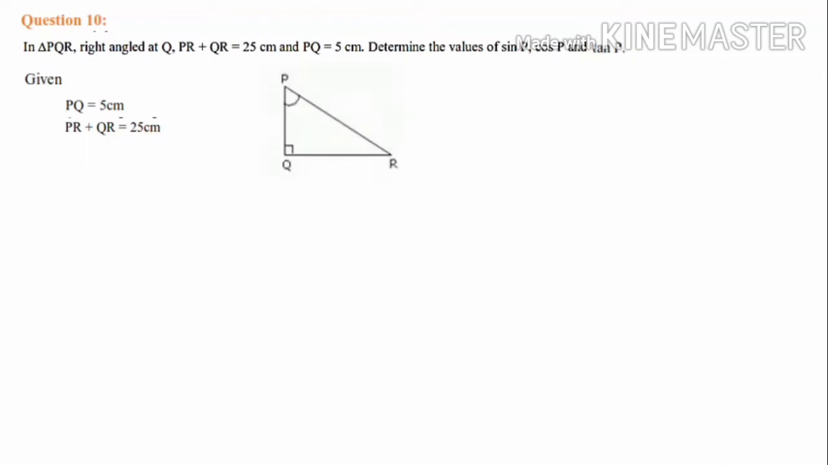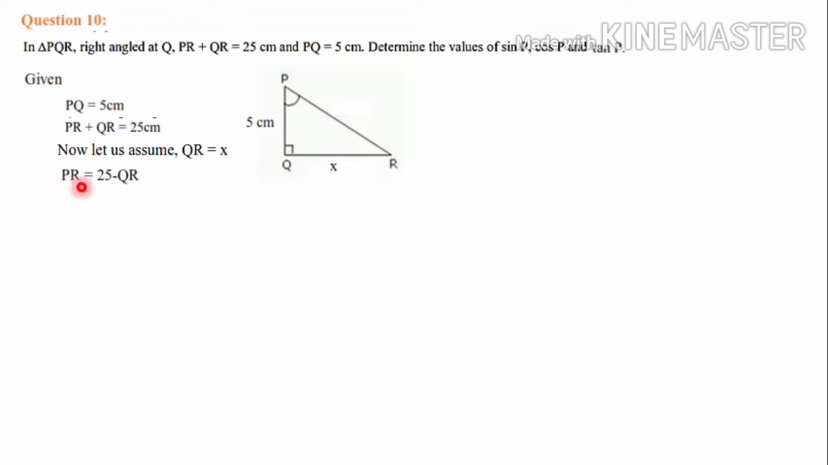Let's take a triangle PQR, right angled at Q, and angle P is marked here because sin P, cos P and tan P we have to calculate. Angle mentioned here is P, so we have marked angle P. Then PQ is 5 centimeter given. Then let's take QR is equal to X, so we have marked QR as X centimeter.